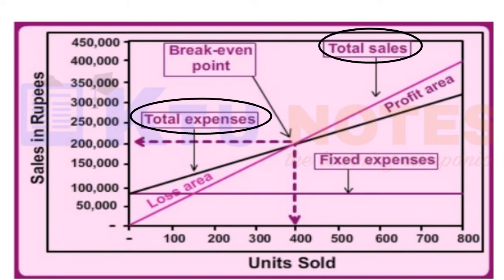Below break-even point, we have the loss area. That means the company is making losses. And above break-even point, the company is making profit. That is the profit area. The x-axis is the units sold, and the y-axis is the sales in rupees. So fixed expense will remain constant and variable cost increases as the number of units increases.